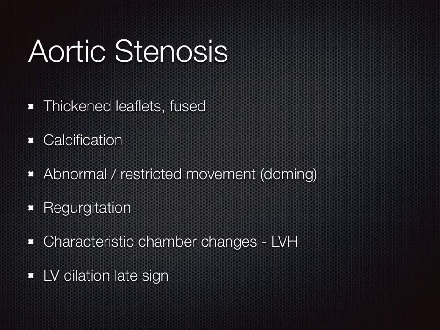So the characteristic chamber compensation may also be associated with this, such as left ventricular hypertrophy. Remember we said earlier that the thickness of the left ventricular wall should be about a centimetre, thickening by 30 to 40% on systole. Don't forget, if it's more than that, it could be due to things like aortic valve problems.